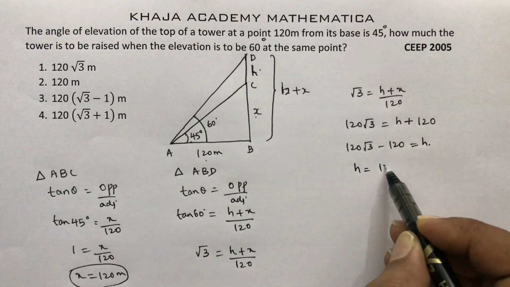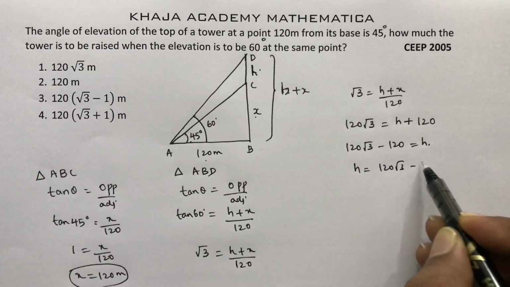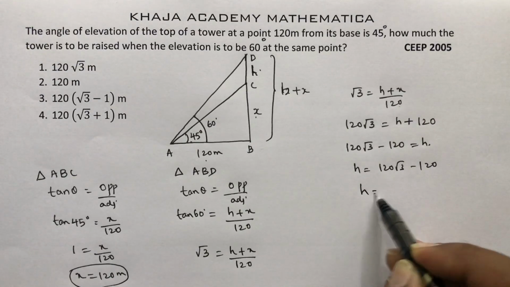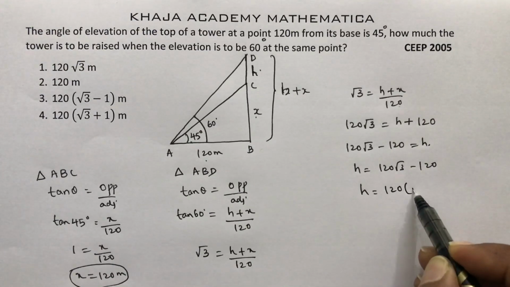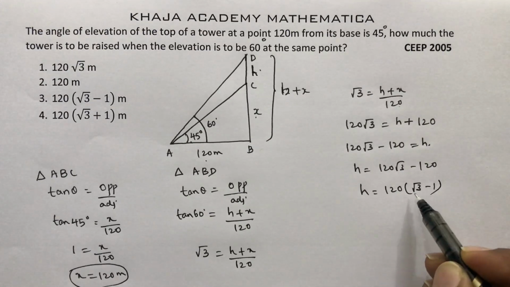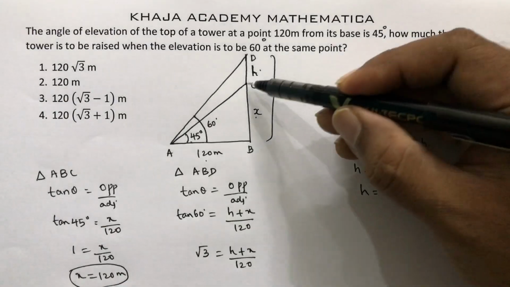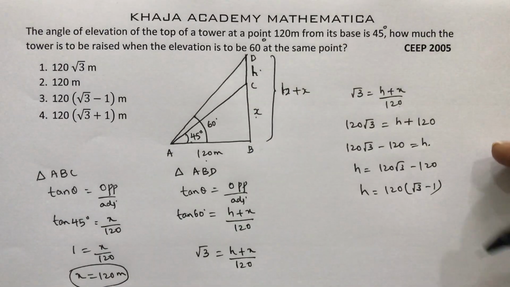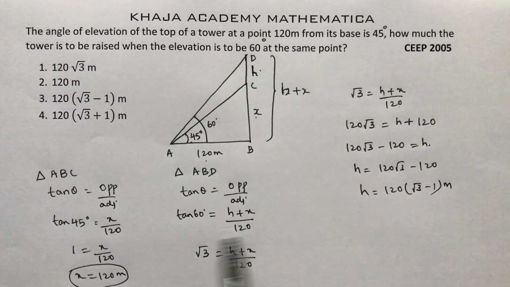So H equals 120 root 3 minus 120. If I take 120 common, it is root 3 minus 1. So the height it has to be raised is 120 into root 3 minus 1 meters. So the correct option is 3.